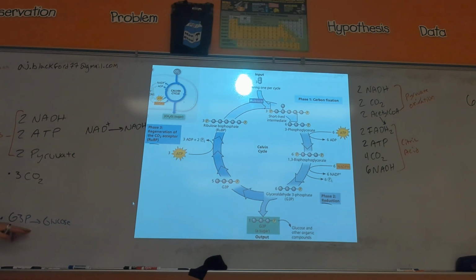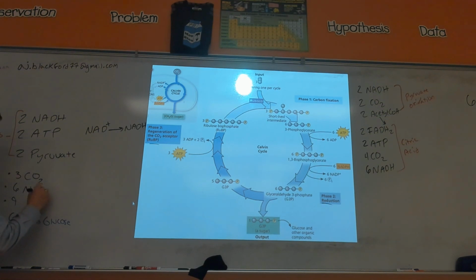To make this glucose, we have to put in 3 CO2. You're going to have to invest 6 ATP. Or I'm sorry, 9 ATP. 6 and 3. So 3, 6, 9. You know that rap song. 3, 6, 9.